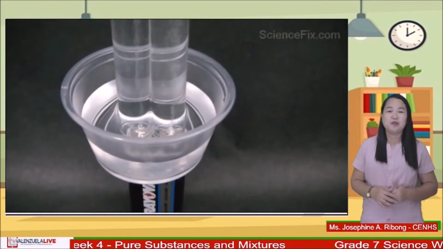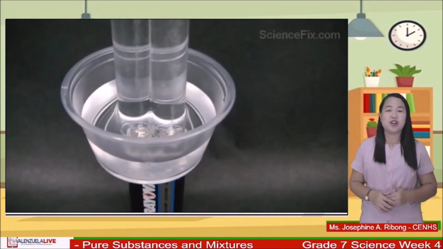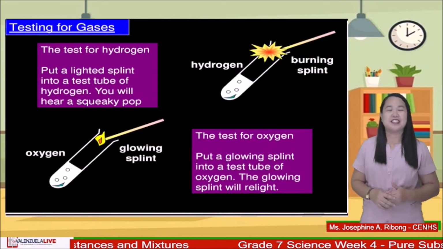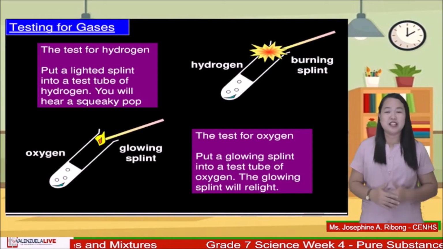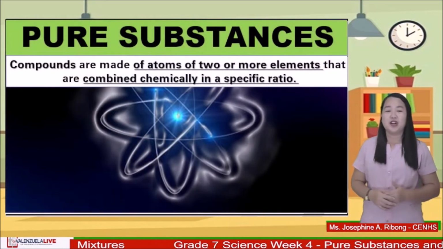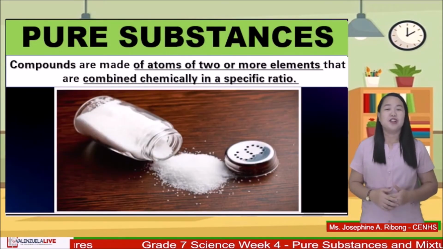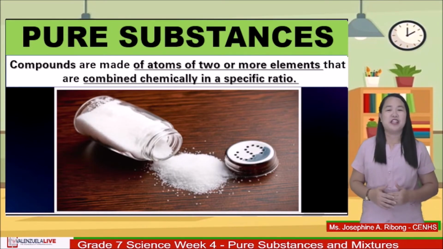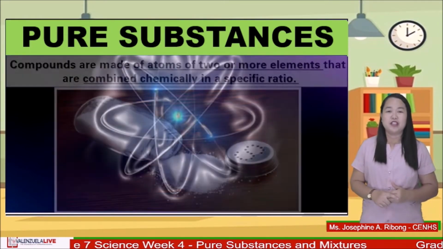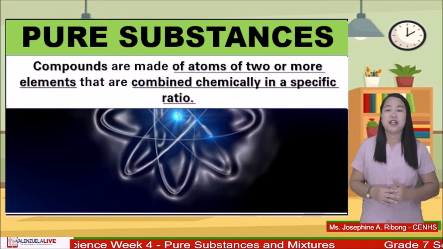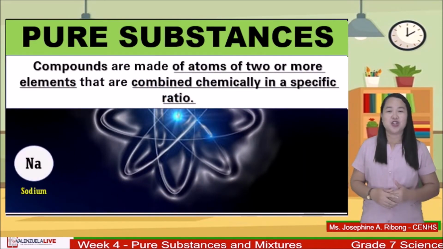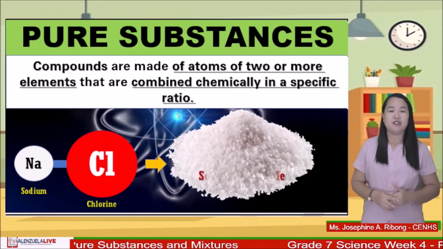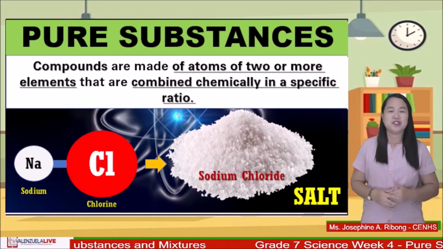To find out which one is oxygen gas and which one is hydrogen in the test tube, you need to do the sprinkler test. And for another example, we can say that salt is a compound because two or more elements are combined chemically in a specific ratio. To form this compound, the element sodium participates in a chemical reaction with chlorine to form a substance like sodium chloride, also known as table salt.